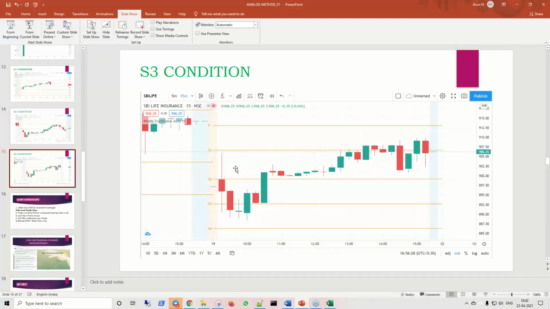S3, these are very rare scenarios. In general, if the open itself is below S3, better stay away from that. So here the open is between S2 and S3. Whenever the open is between 2 and 3, 3 is the best place to enter. Just remember in simple terms, whenever open is between 1 and 2, 2 is the best place to enter. Whenever open is between 2 and 3, 3 is the best place to enter after a reversal candle is formed.